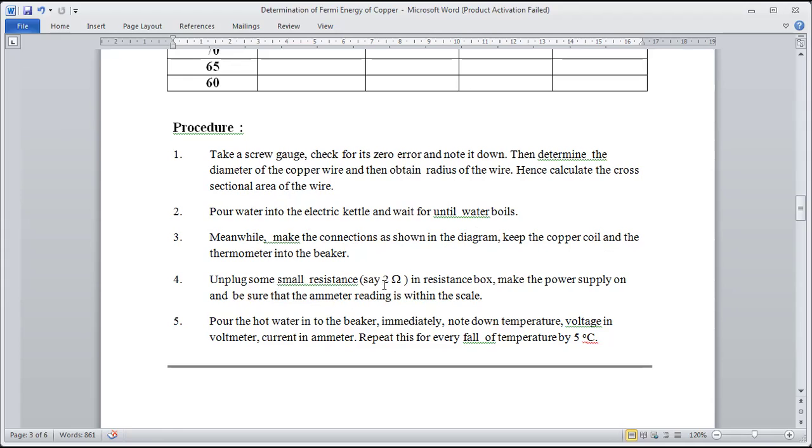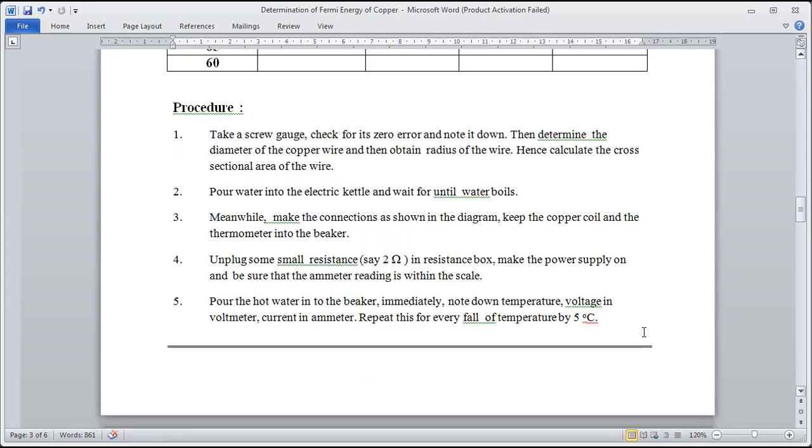Unplug some small resistance, say 2 ohm, in the resistance box. Make the power supply and be sure that the ammeter reading is within the scale. So that means, not only 2 ohm, you look at the scale of the ammeter; the pointer should be within the scale. You should not go beyond the scale. Then pour the hot water into the beaker and immediately start noting down the temperature, voltage and the current in the ammeter.